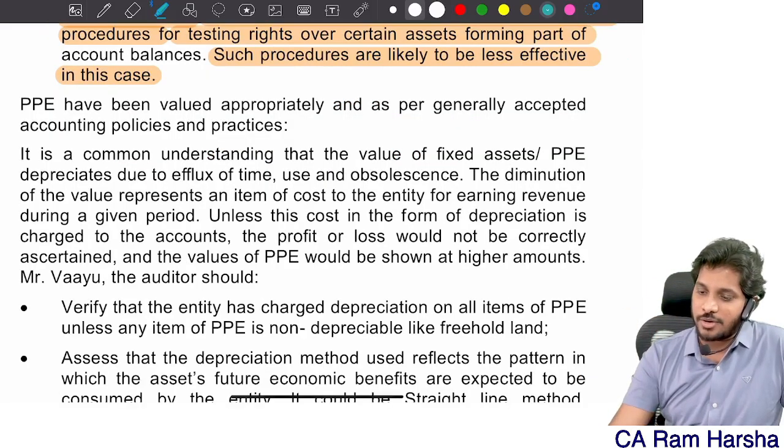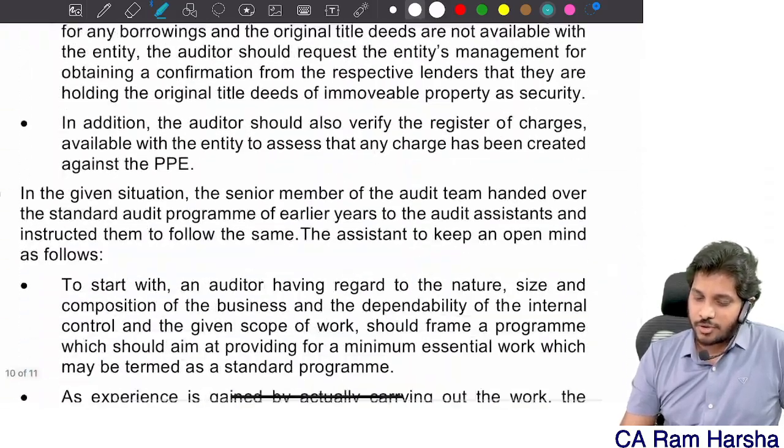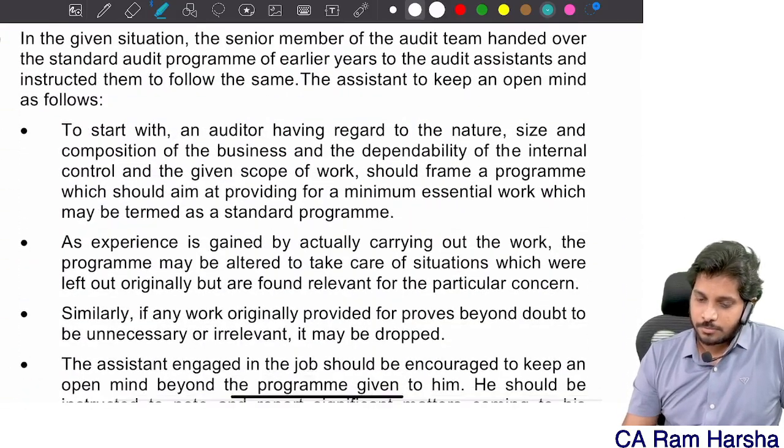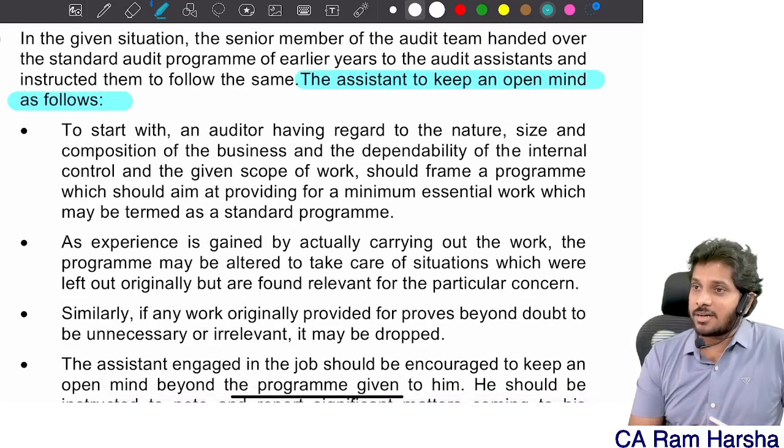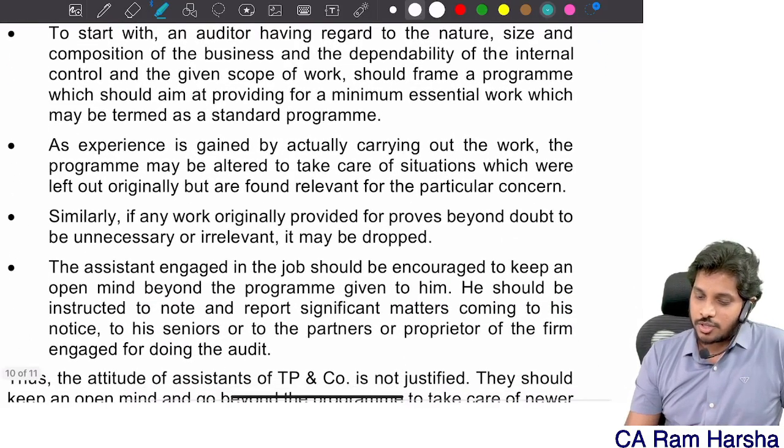That answer only you have to write. The assistant should keep an open mind, as follows. Yes or no?